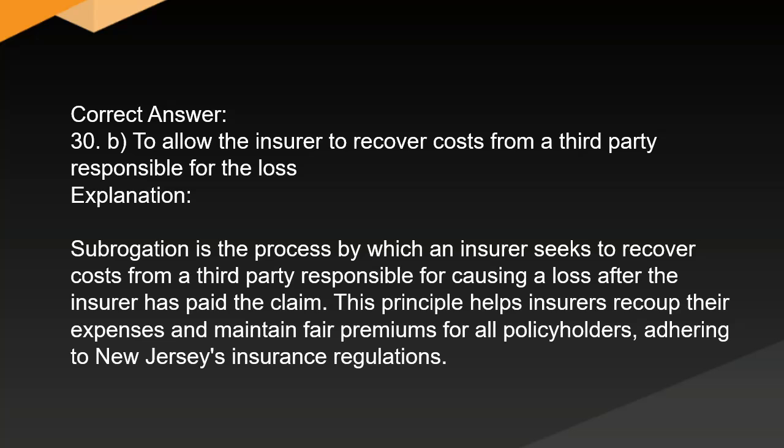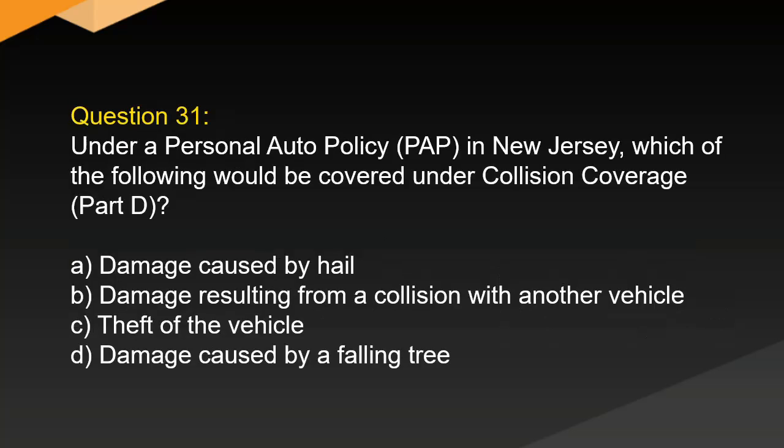Correct answer. B. To allow the insurer to recover costs from a third party responsible for the loss. Explanation. Subrogation is the process by which an insurer seeks to recover costs from a third party responsible for causing a loss after the insurer has paid the claim. This principle helps insurers recoup their expenses and maintain fair premiums for all policyholders, adhering to New Jersey's insurance regulations.